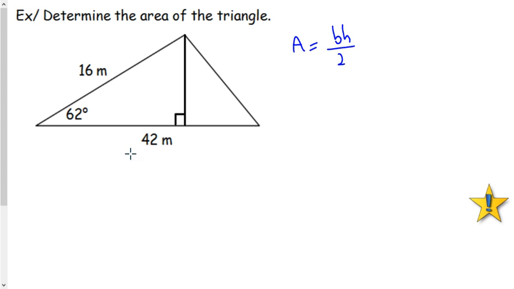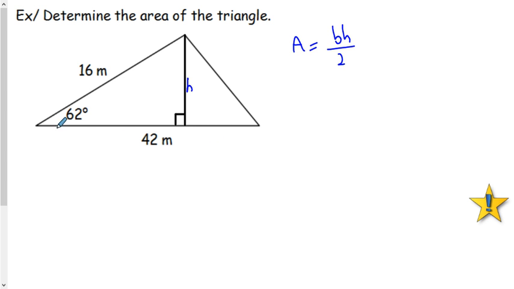Now you might be tempted to split this into two and say 1/2 is 21 meters and the other half is 21 meters, but they're not equal, so you can't do that. We don't know how long each of those sides are. So let's call this h for the height of our triangle.